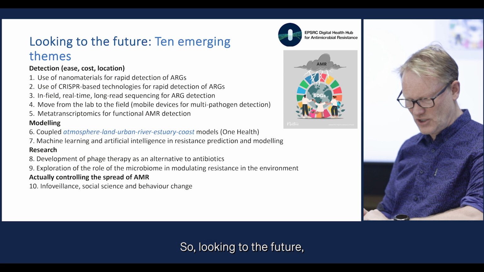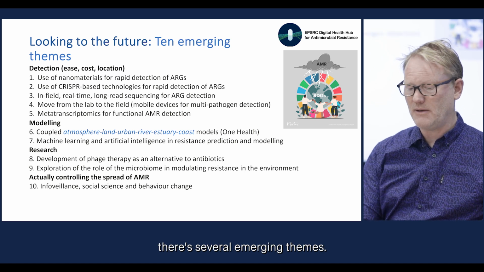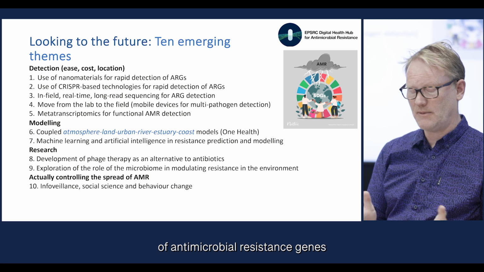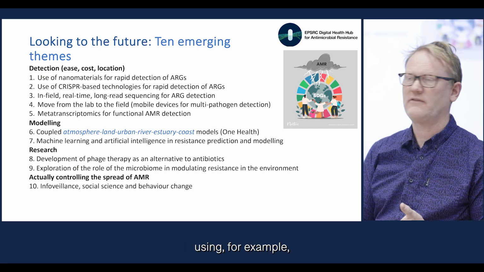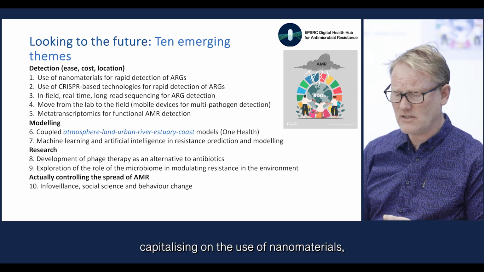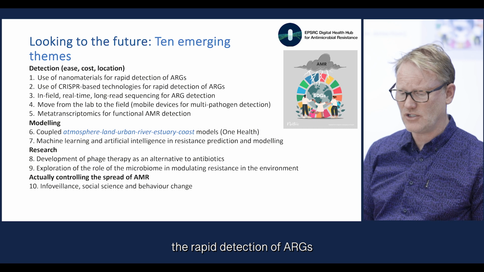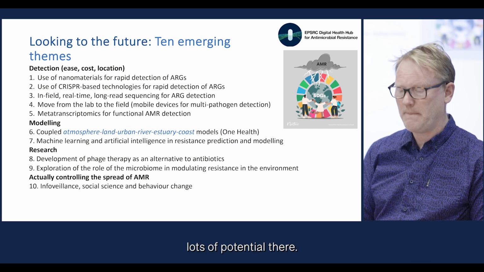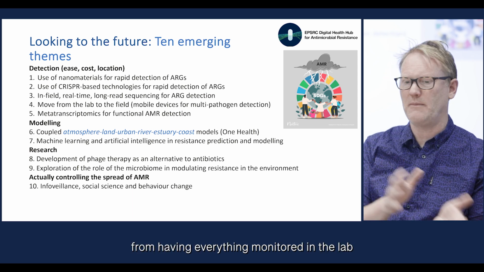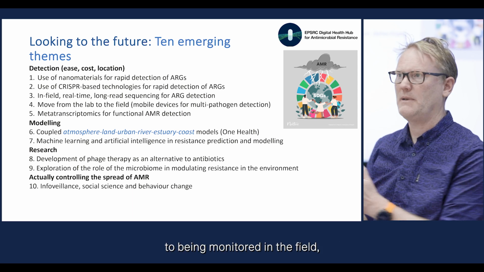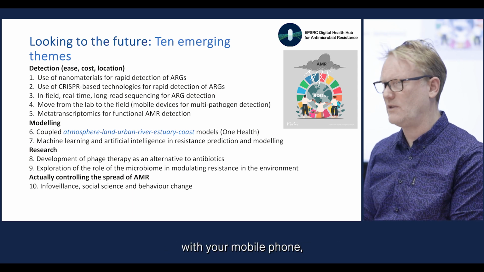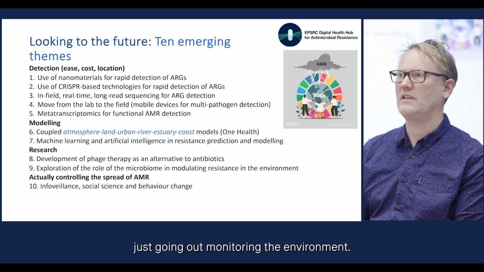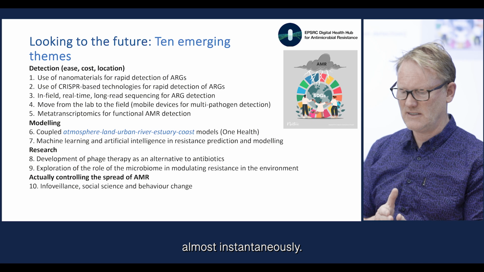So looking to the future, there's several emerging themes. One is that we need to improve detection of antimicrobial resistance genes, for example, capitalizing on the use of nanomaterials for the rapid detection of ARGs, using CRISPR-Cas technologies, lots of potential there. We're going to move, I think, from having everything monitored in the lab to being monitored in the field, so we can almost do it with your mobile phone, similar to a lateral flow device, just going out, monitoring the environment. You can look at the risk almost instantaneously.